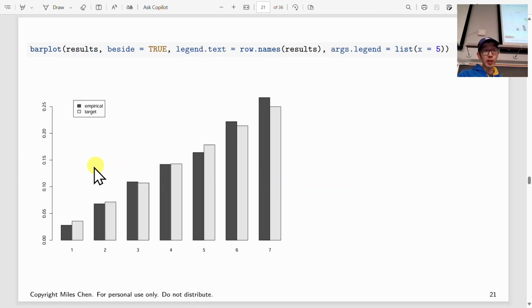Here's a plot after 1,000 iterations of our empirical distribution in dark gray versus the target distribution in light gray, showing the difference there.